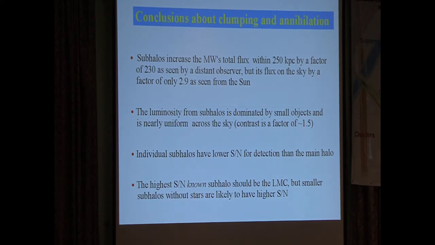So if you go to the individual subhalos, then for a simple model for the background, they have much lower signal to noise for detection than the main halo, and it will depend on the details of the background whether this holds up in the real case. And if you ask which of the known subhalos ought to have the highest signal to noise, a simple calculation will tell you it's the LMC, because the LMC has lots of stars, so maybe it has more gamma ray foreground as well. So this could still have complicating factors.